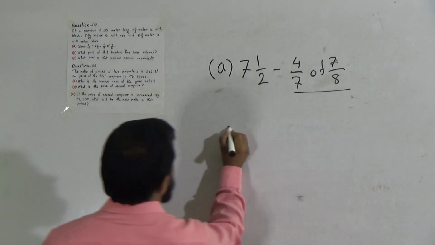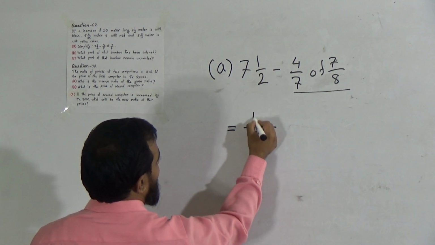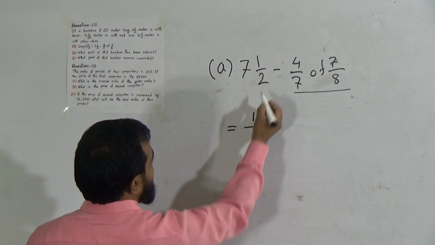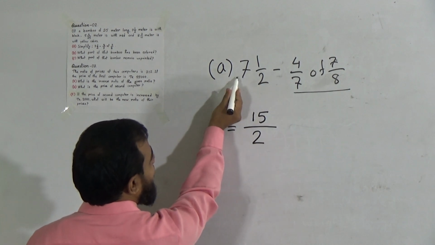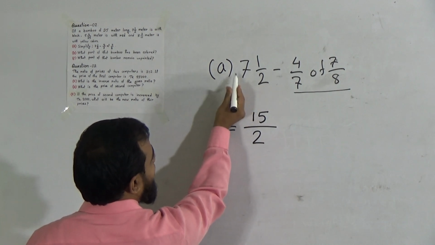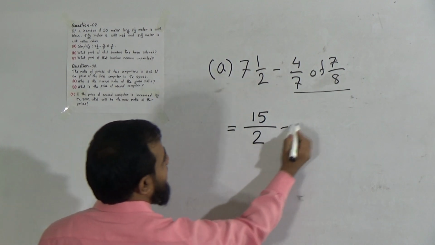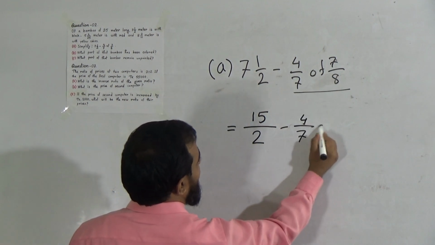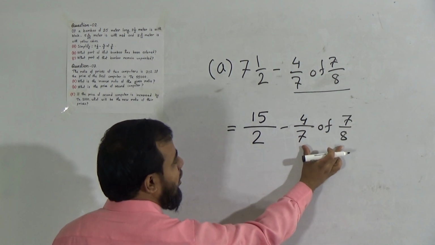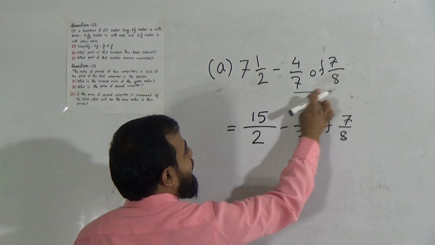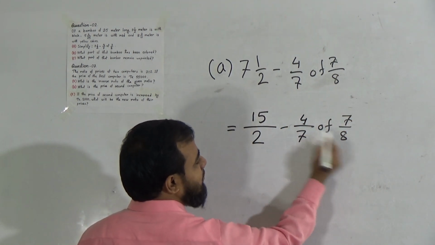Look, it is a mixed fraction. We have to convert it into an improper fraction. The 2 as a denominator remains unchanged. 2 multiplied with the whole number 7: 2 7s are 14. 14 plus numerator 1 will be 15. Minus this one, 4 by 7 of 7 by 8. Now we have to do this "of" work first. As I said before, "of" means multiplication.